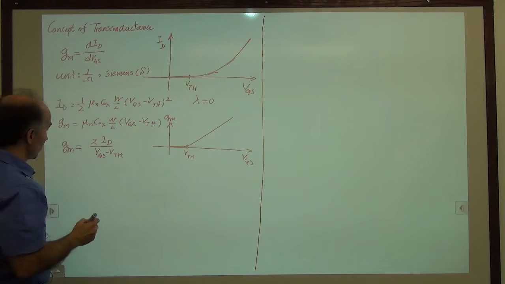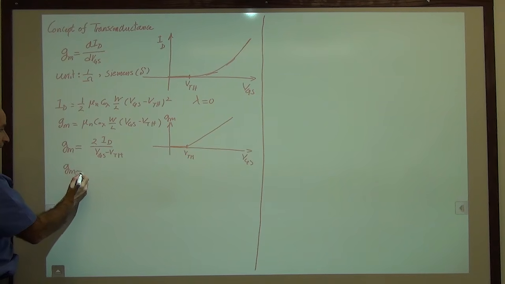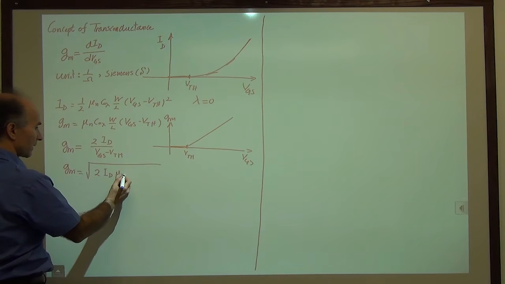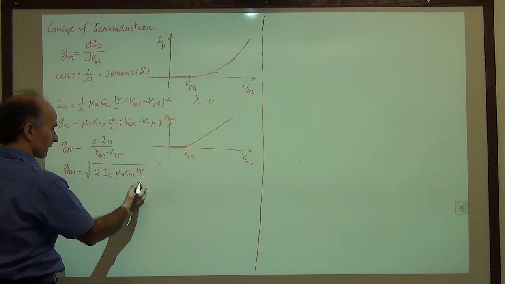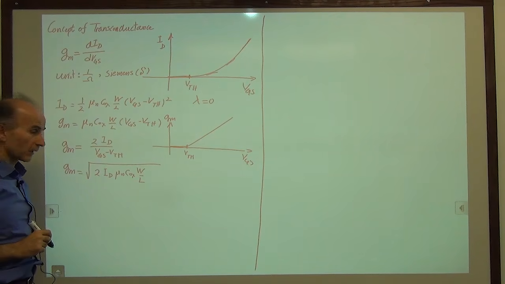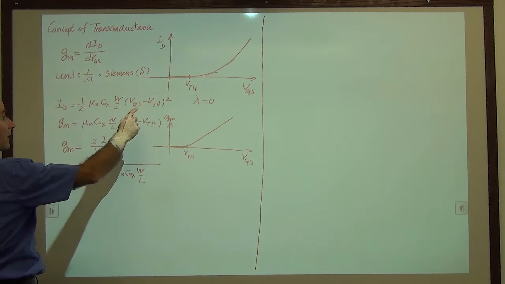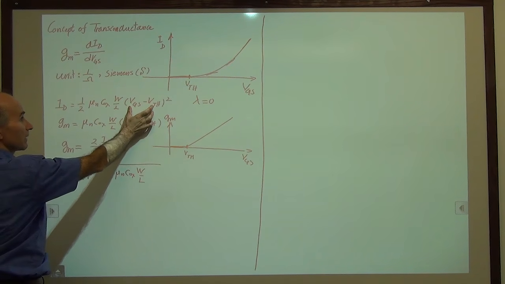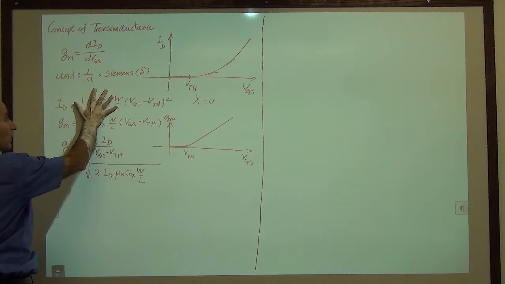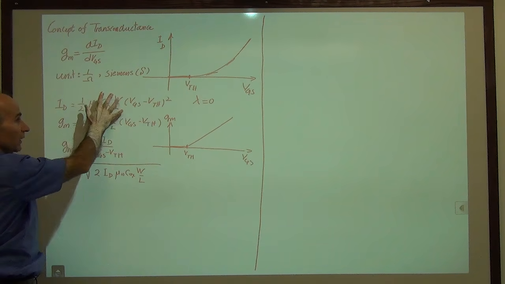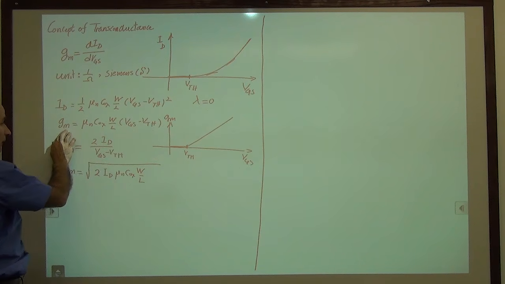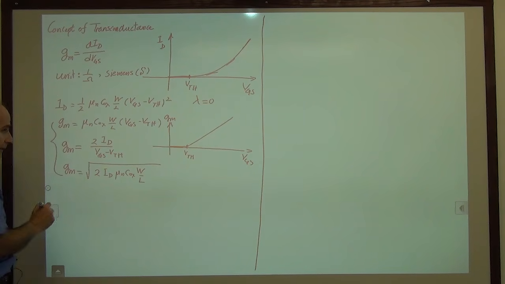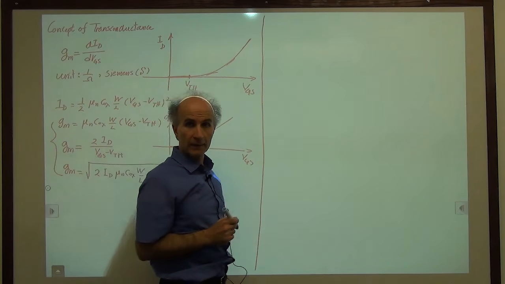And there's yet a third equation. GM is equal to the square root of 2ID mu n C ox W over L. This is obtained if I go back here, find VGS from here and plug it in here. So VGS is equal to the square root of ID divided by this whole thing. Then I use that VGS minus VTH over here, and I find the new GM. So we have 3 equations for the transconductance of a MOS device.